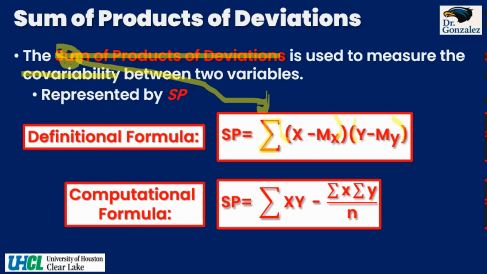That's our definitional formula. If you were going to calculate that, you would say your sum of products is equal to the sum of x, y minus the sum of x times the sum of y divided by n, where n stands for the number of observations that you have. Don't feel lost. Just hang with me. You're going to be fine.